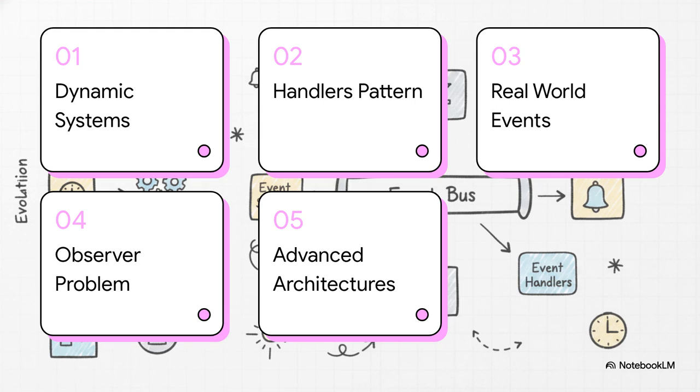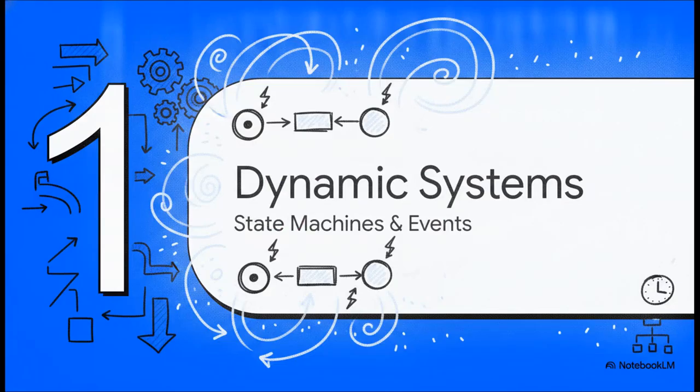1. The heart of dynamic systems. 2. The handler's design pattern. 3. Events in the real world. 4. Solving the observer problem. And finally, 5. Advanced event architectures. All right, let's jump straight into part 1, the heart of dynamic systems, focusing on state machines and events.